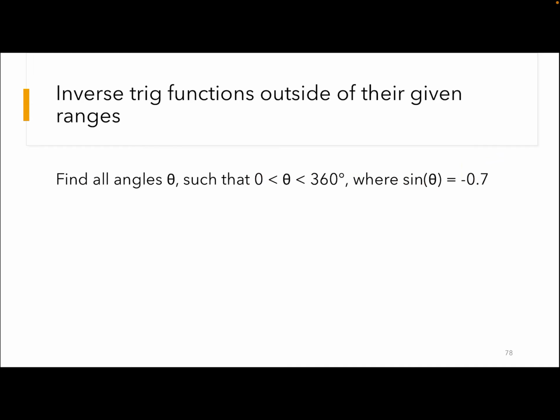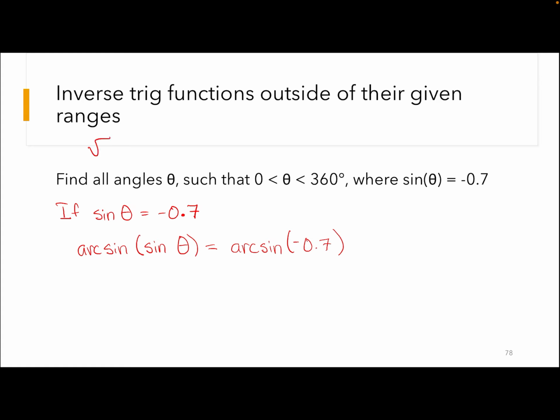This is what you can expect to see when you practice this on Delta Math. So we have to find all angles theta such that theta is between 0 and 360, and we know the sine of theta is -0.7. So first, let's talk about how we can make this into an inverse trig problem. So if sine theta equals -0.7, then this is true: arc sine of sine theta is equal to arc sine of -0.7.